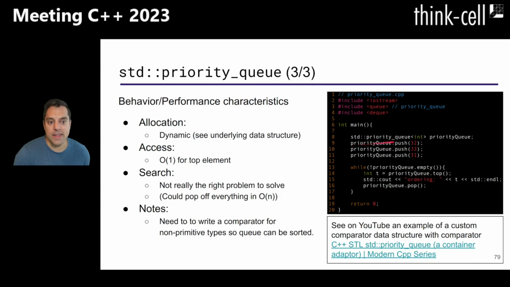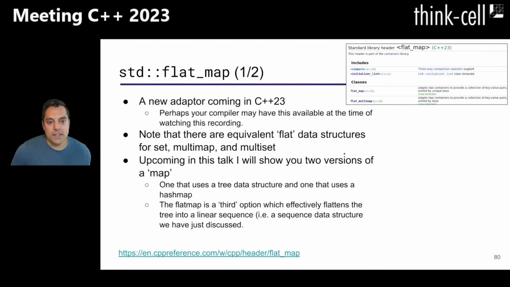So what do I mean by that? Well, here's a tiny example of a priority queue where you're pushing in some numbers, 32, 33, 31. And if you pop them off, it should come off 33, 32, 31 in greatest order, descending downwards. But if you create your own type, which I've provided a link for a video of how to do that, then you need to have some sort of comparator passed as a second argument here for the template, so we know how to figure out which object is greater than or less than the others. So that's the idea.